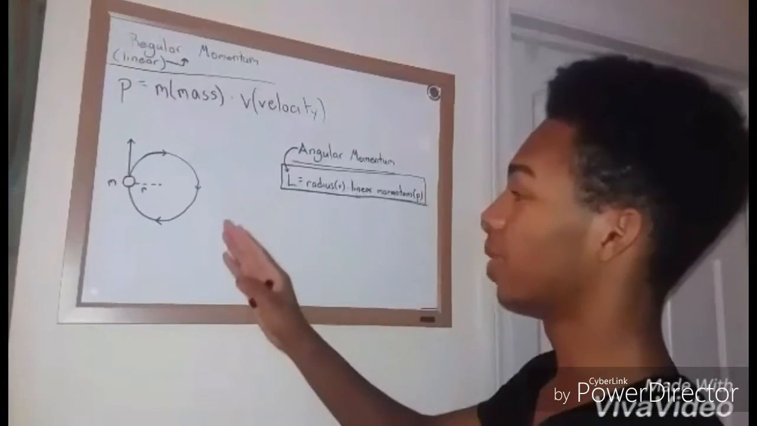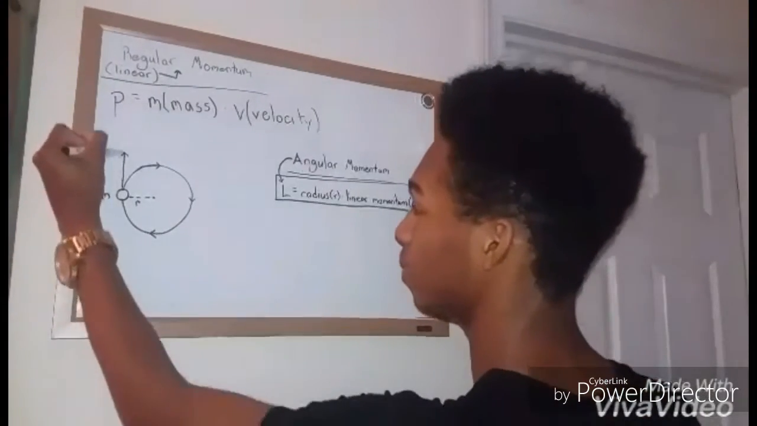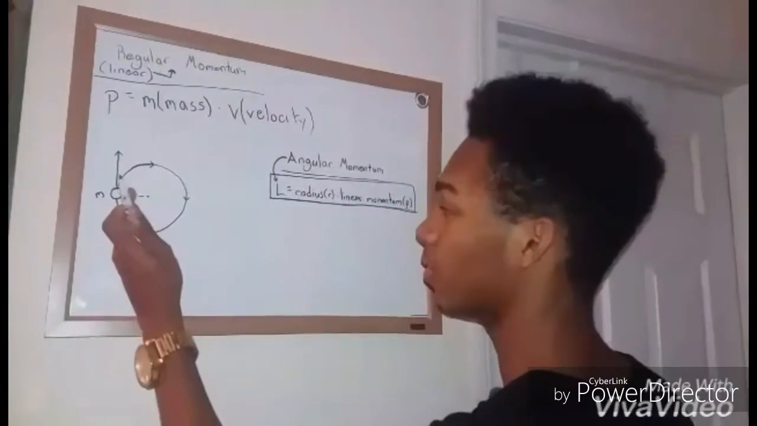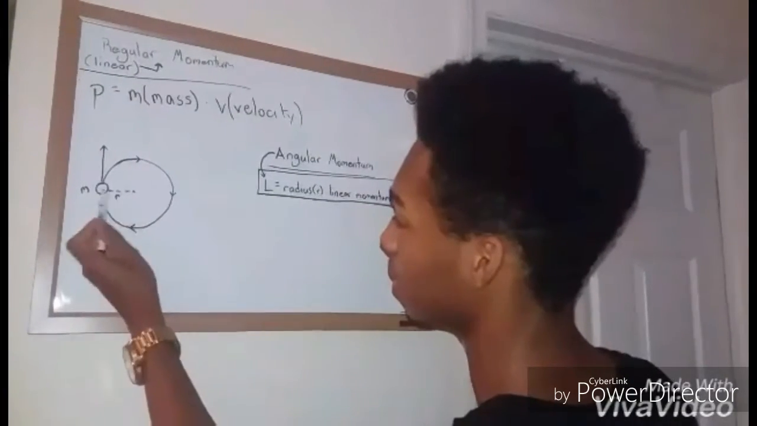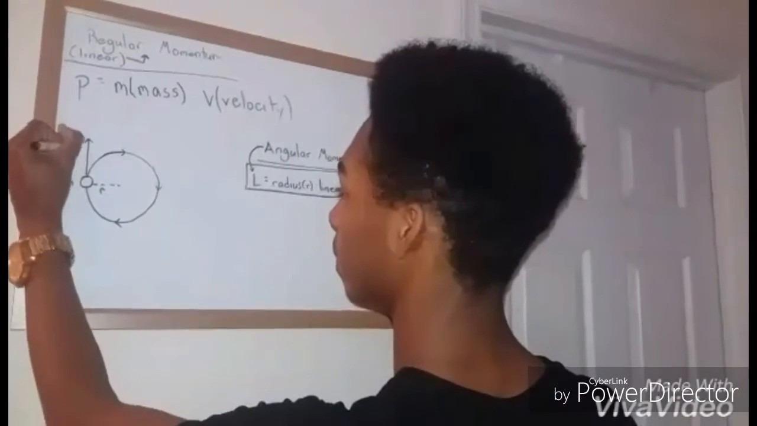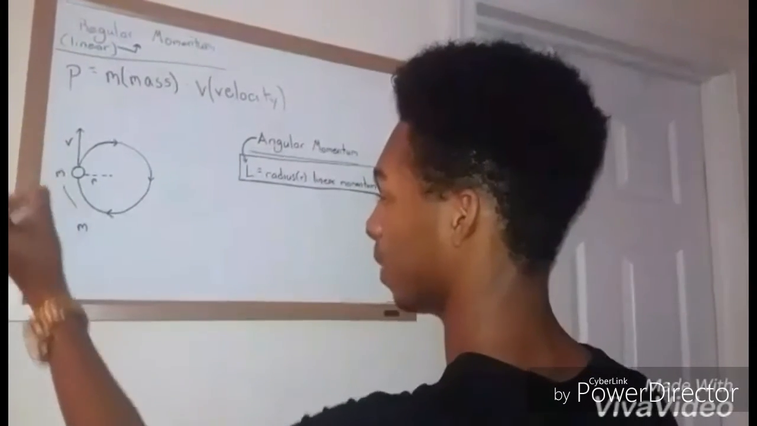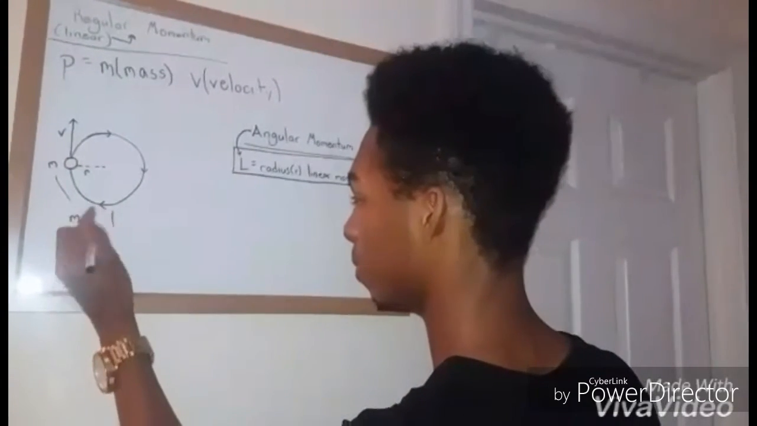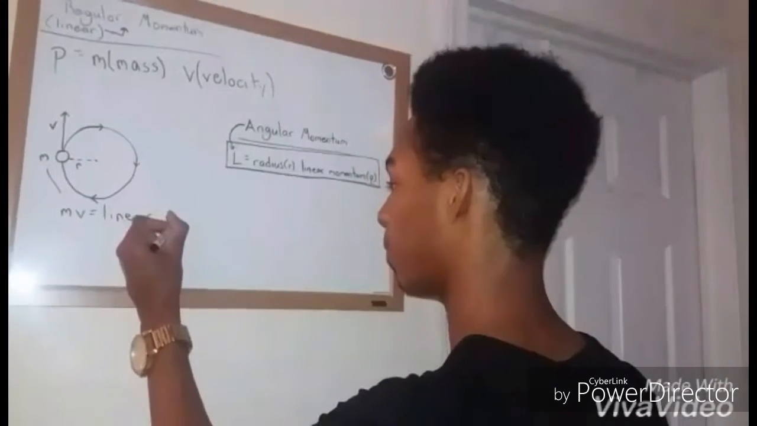And when you're finding the linear momentum of this object, you're going to take the tangential velocity. So that at any given point on the circle, the object is moving perpendicular to the radius, like this radius line right here. So it's moving this way. Well, the velocity is this way. So like that. So you're going to take the mass of this, times the velocity. And that is going to be your linear momentum.